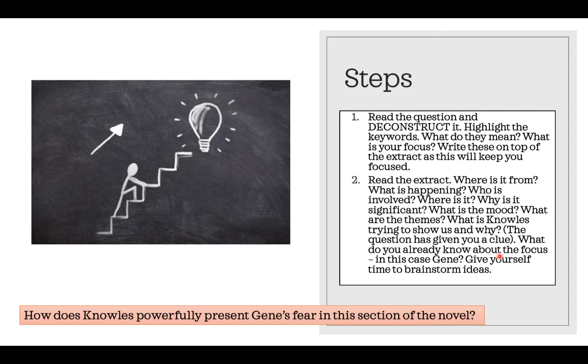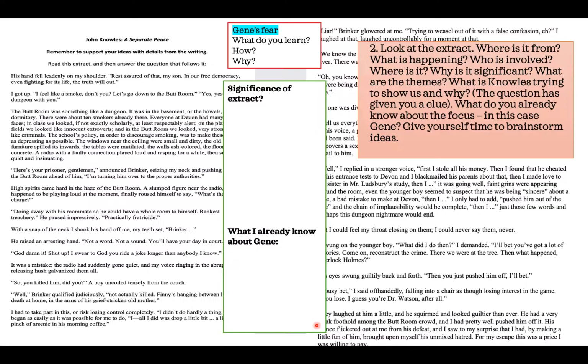What do you already know about the focus? In this case, the focus is Jean. So what do you already know about Jean? Give yourself time to brainstorm all of the things that you know about this particular character, because you may then see these in the extract. You could do a lot of the work before you even read through the extract yourself.